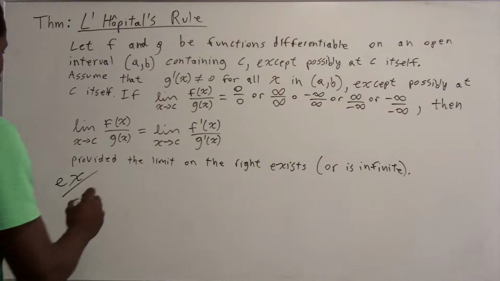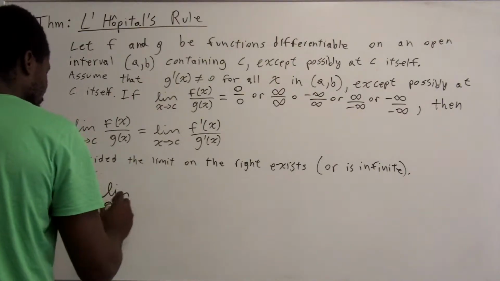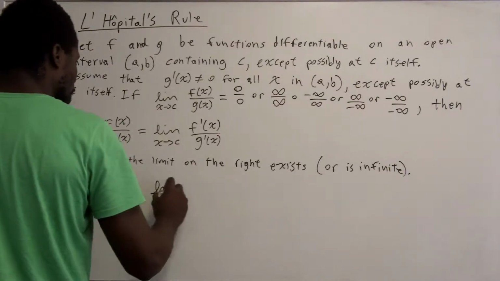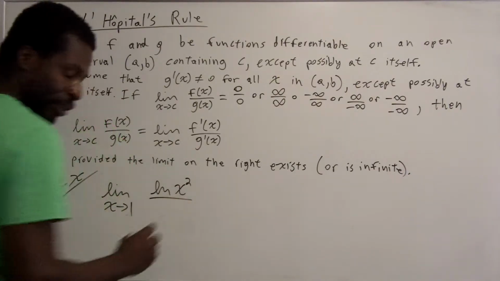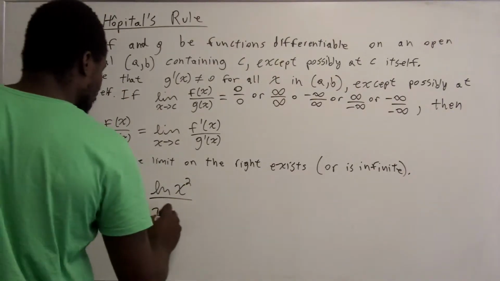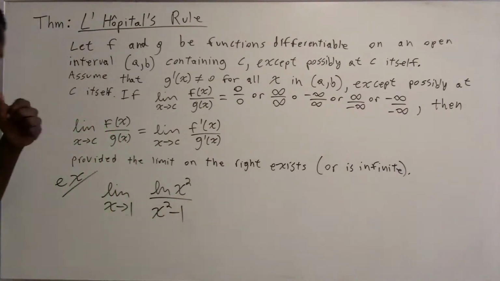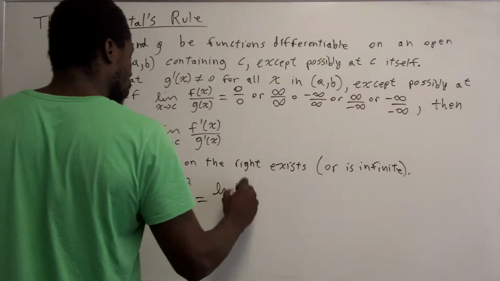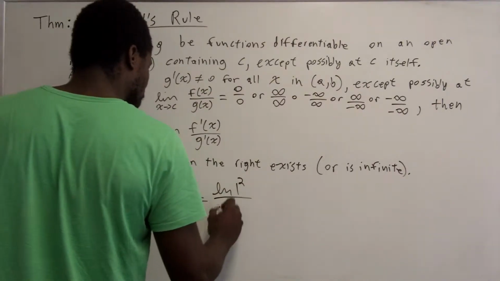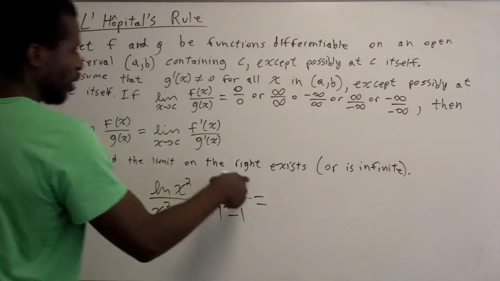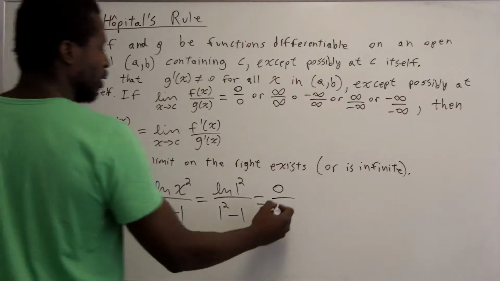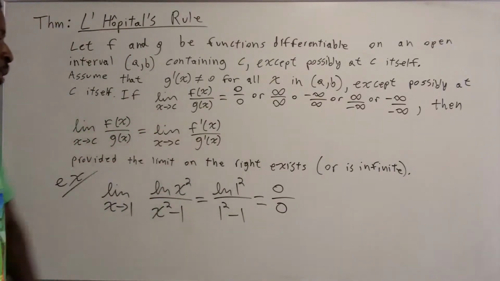Let's look at the example, the limit as x approaches 1 of the natural log of x squared over x squared minus 1. All right, now in order to calculate this limit, we first do direct substitution, and we get the natural log of 1 squared over 1 squared minus 1. The natural log of 1 is 0, and 1 squared minus 1 is also 0. So I get this indeterminate form.